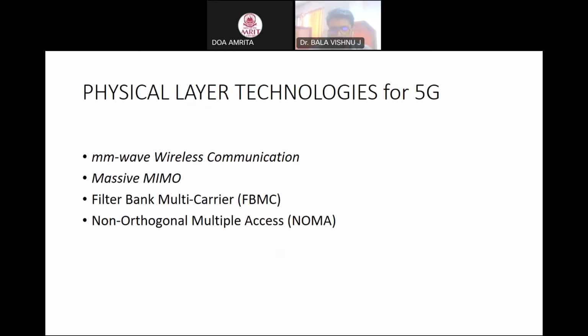Mainly, what we deal with in the physical layer is the type of modulations, the type of encoding, what the channel is, wired channel or wireless channels, and how the transmission of bits will be. So those things are considered. Whereas in fifth generation, what physical layer technologies do we have?